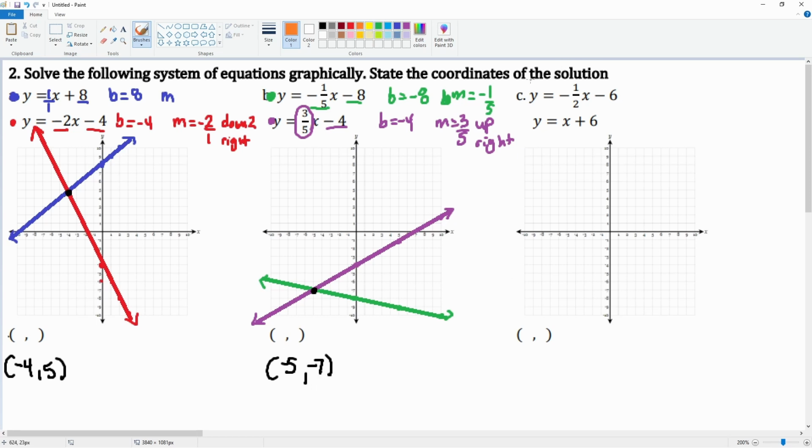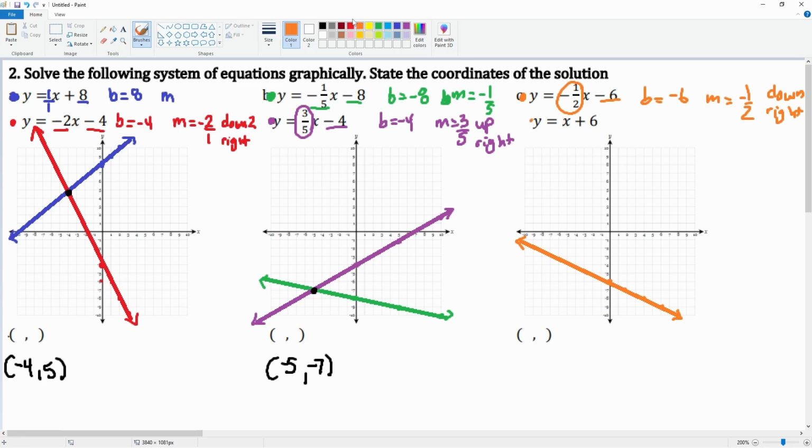The last one, make the top one orange. The b, which is the y-intercept, is -6. So you start at -6. Look at the slope. The slope is -1 over 2. This means you go down 1, right 2. Down 1, right 2, down 1, right 2. Now you connect it with a line. Here is your line.